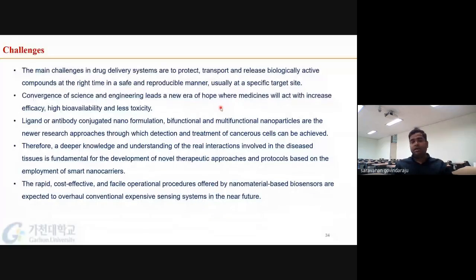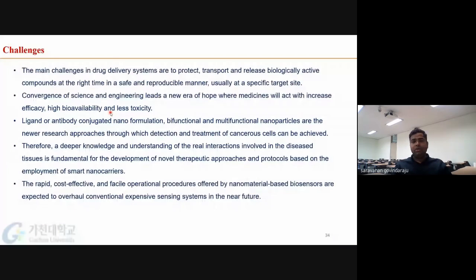There are some antigens and antibodies or some ligands which are used in formulation with the nanoparticles, such as silica or magnetic nanoparticles, gold nanoparticles. With those nanoparticles, it is easy to detect and treat the cancer cell. So the detection of the cancer cell in the early stage is also important, and the delivery of the drug at the particular time is also important. So these are the two challenges we are facing now.